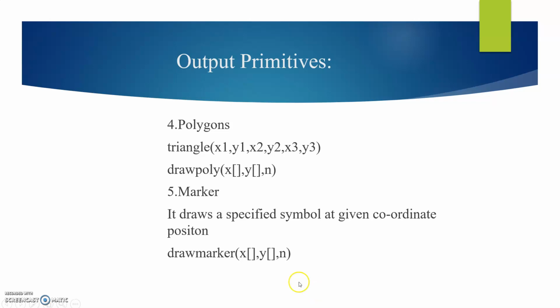You can see on a slide, draw marker in round bracket, x array, that is the coordinates of x, and this is the coordinates of y and comma n. Instead of drawing a polygon, it will draw symbols on polygon edges.